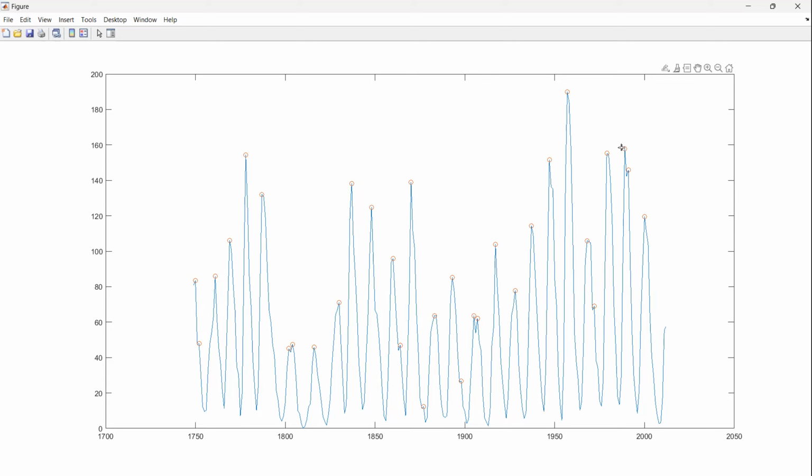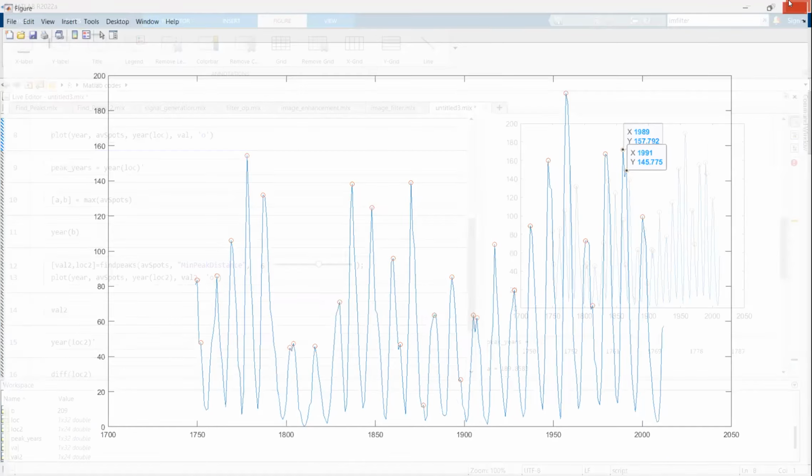For instance, this one is 157. If I say minimum peak prominence is 30, then before the next peak can come, it should at least reduce to 130 first. But here you can see this is only 145, so it will not be counted. Are you following? So this is another way. Your signal might require a different approach, and this is another way to find these peaks.